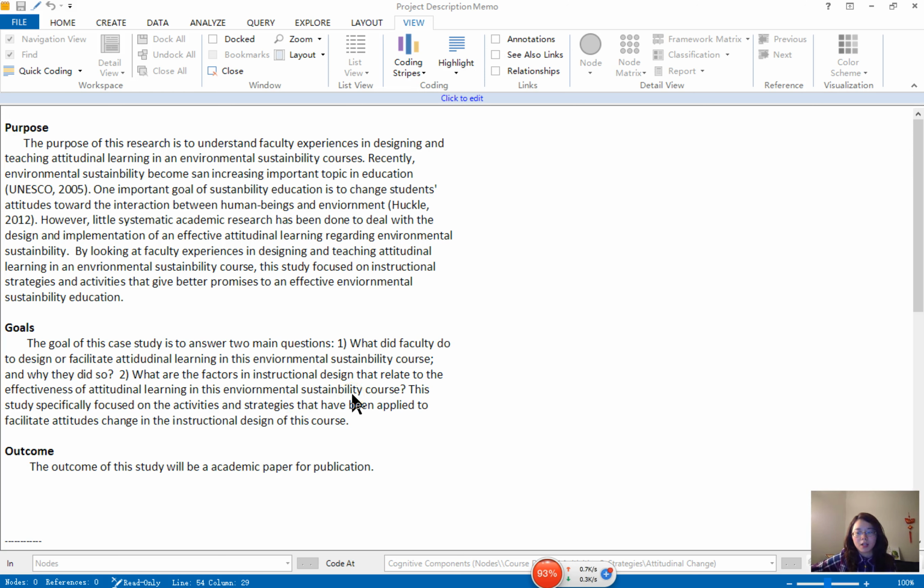So this is basically a case study that just uses that specific course to explore those elements that can be effective in changing people's attitudes. And the outcome of this study would be an academic paper for publication. I'm doing this with Dr. Watson, and it is just in the stage of collecting data and just started to analyze data.